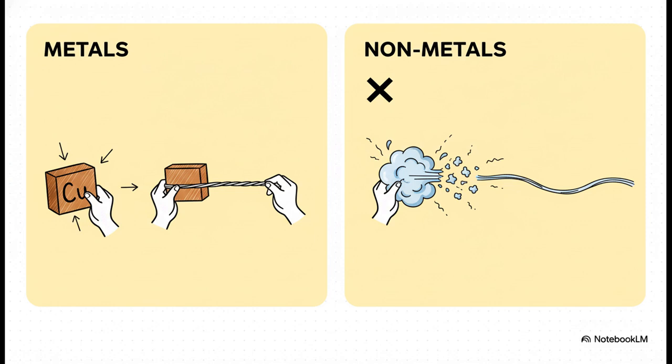And right alongside that is ductility. This one's the wire test. It's the ability to be stretched out into a thin wire. This is like a total superstar property of metals. I mean, every single wire in your house is probably made of copper for exactly this reason. You're just not going to make a wire out of sulfur or a gas like oxygen. It's just not going to happen.